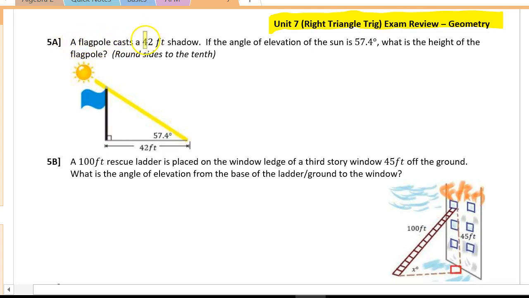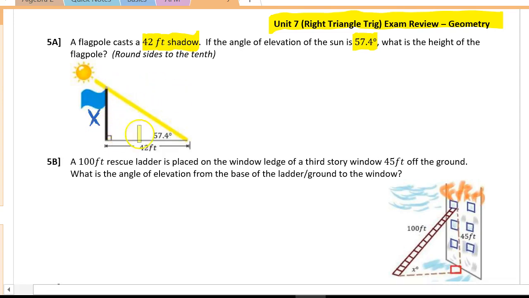So a flagpole casts a 42-foot shadow. So I have a flagpole and it casts a 42-foot shadow. If the angle of elevation of the sun, so the angle from the ground up to the sun, is 57.4 degrees, as shown in the diagram, what is the height of the flagpole? So we are trying to figure out this height right there of the flagpole.